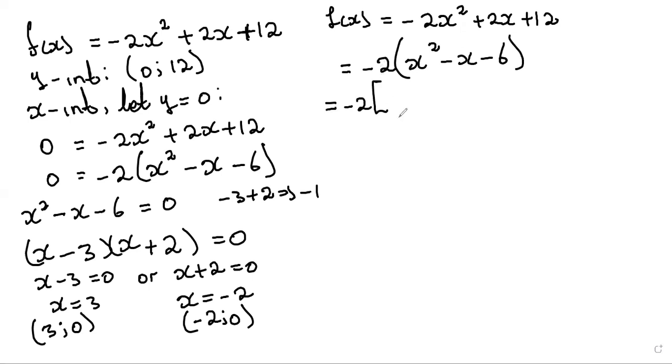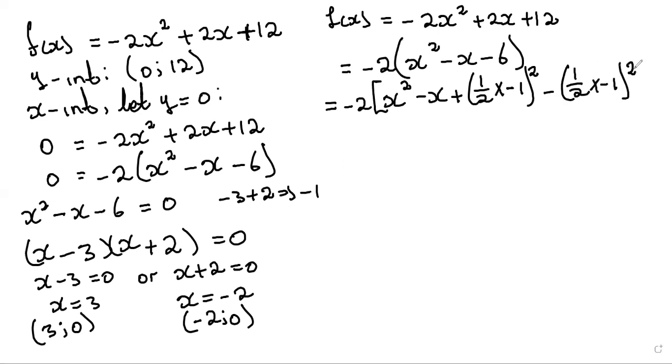So how do I complete the square? I'm going to write x squared minus x as they are. Then I'm going to say plus, I say half multiplied by the coefficient of x, but I square this. Then I say minus half multiplied by the coefficient of x, it's still squared. Then I say minus 6, like that.